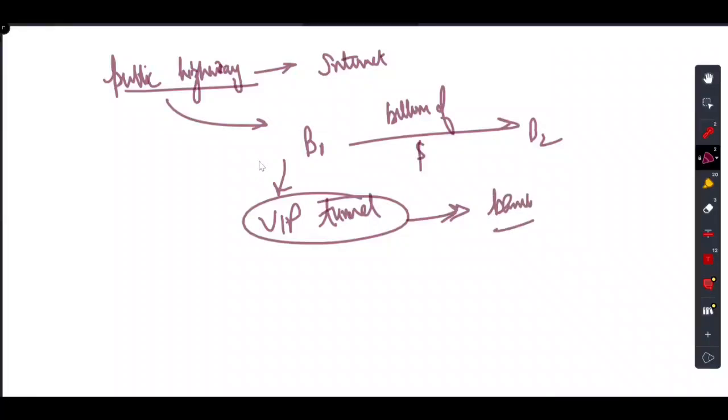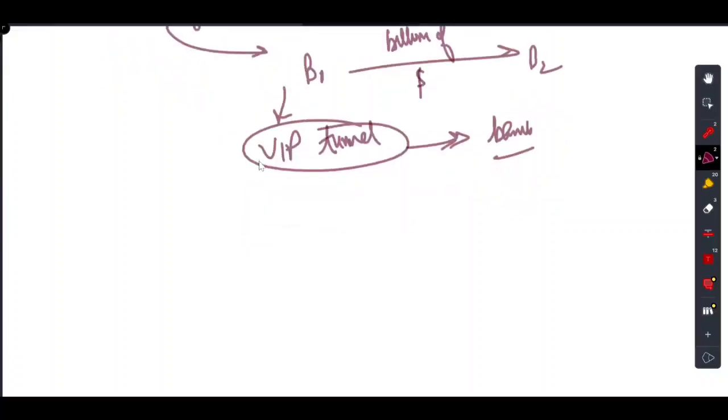You can think of the regular internet like a public highway. Anyone can drive on it, right? But suppose you have to transport billions of dollars between banks every single day, so you will build a VIP tunnel. In the Indian banking system, this VIP tunnel is called the Infinet.